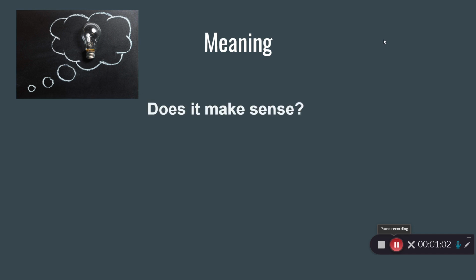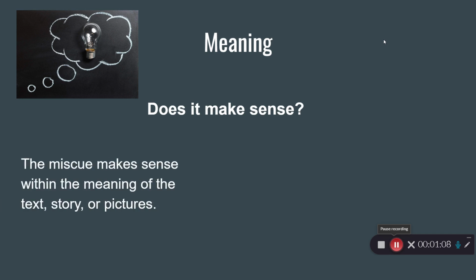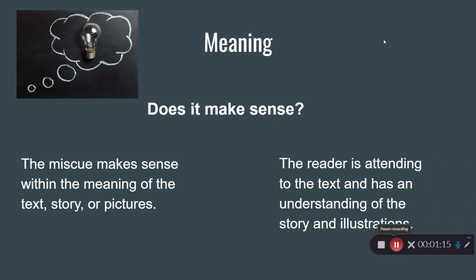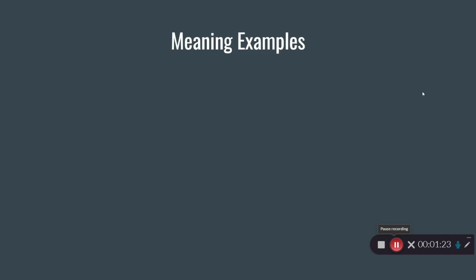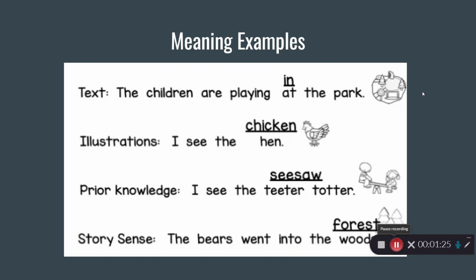A meaning miscue is asking, does it make sense? The miscue makes sense within the meaning of a text, story, or pictures. The reader is attending to the text and has an understanding of the story and illustrations. Meaning miscue examples. Here are some examples of meaning miscues within reading. You can see from the miscues that the miscue does not change the meaning of the sentence. However, the reader is attending to the text and illustrations within a story.